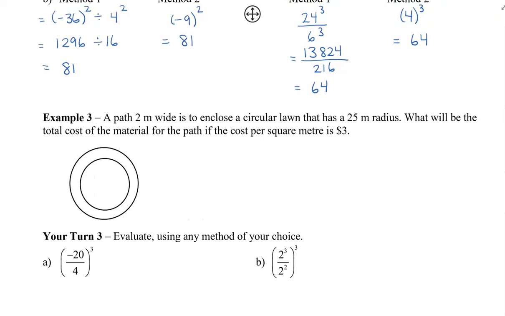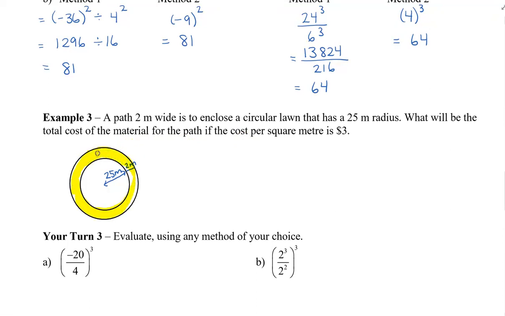All right, so let's label our garden, and it says it has a 25 meter radius. Now I didn't draw it to scale, otherwise this would have to be really big. So this is 25 meters from the center to the outside, and then we have a 2 meter path. So this doesn't look like 2 meters, but we don't have a lot of space, and I want to be able to draw both the lawn and the path. So the question says, what will be the total cost of the material for the path? So the path actually is this outside edge over here, which I'm going to color in yellow so that you can see.